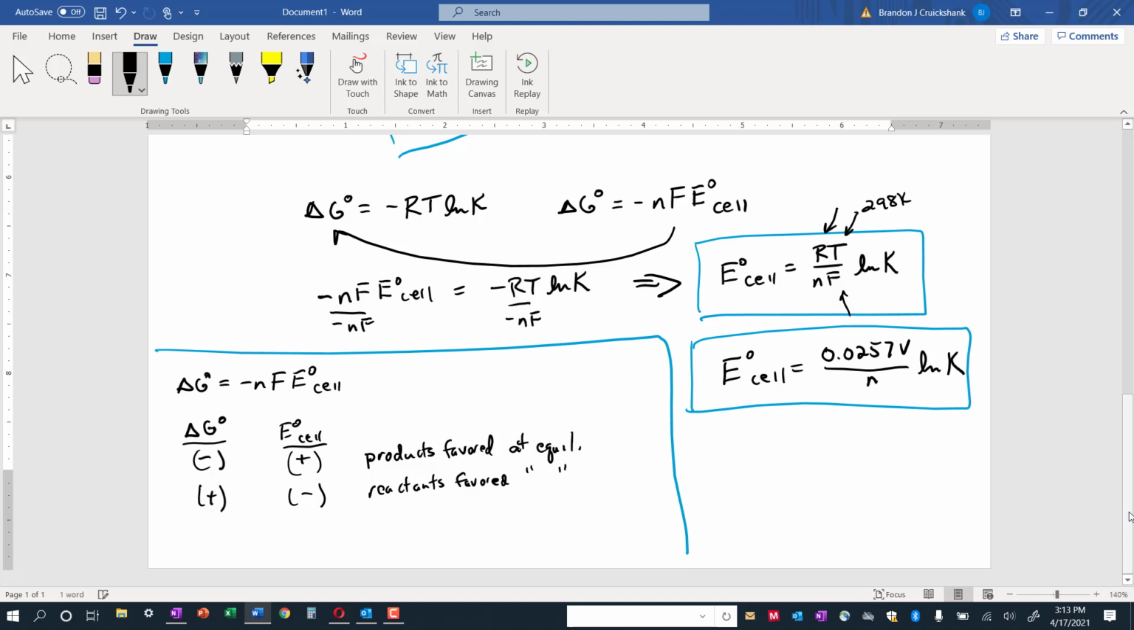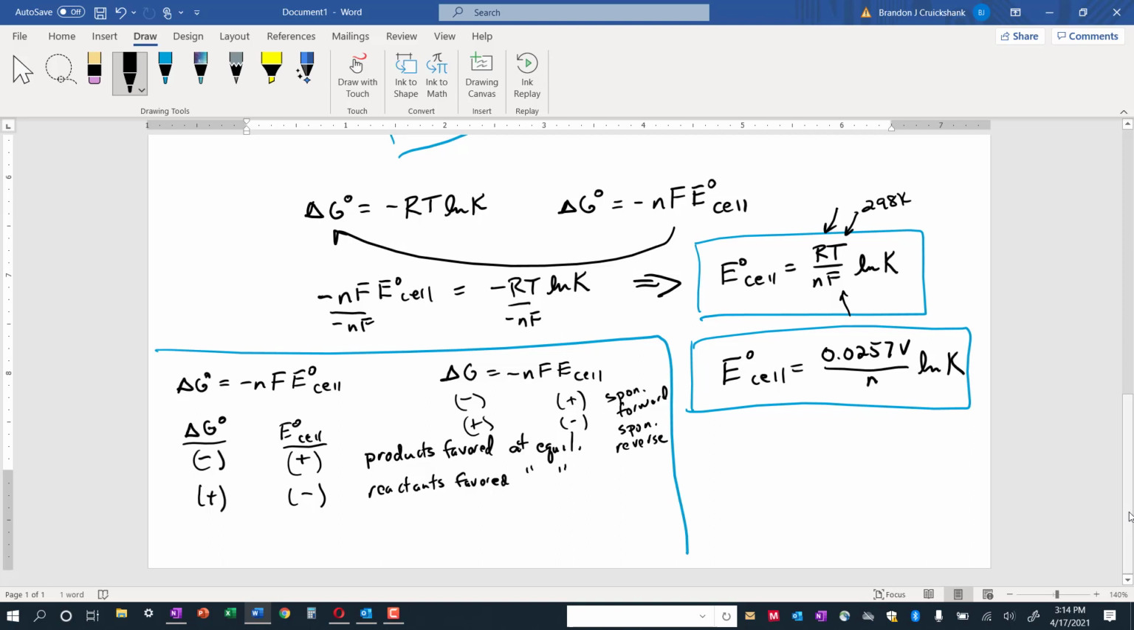Okay, and we could do the same thing with our non-standard delta G, but that's going to tell us spontaneity. So for this one, we would have the same thing. Negative delta G, positive cell potential, spontaneous in the forward direction. Okay, positive delta G, negative cell potential, spontaneous in the reverse direction. All right, so those go together.